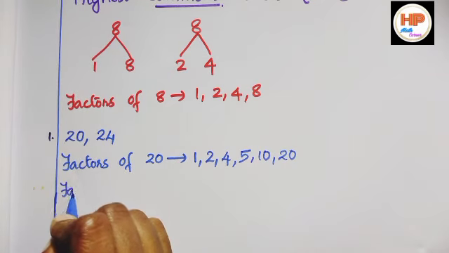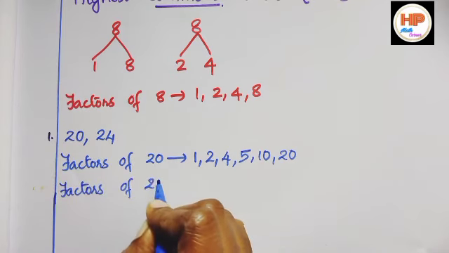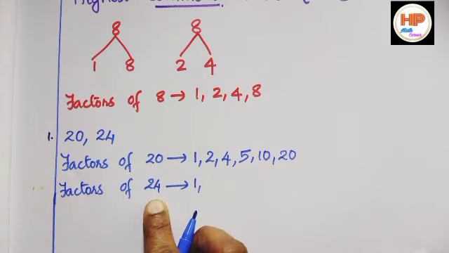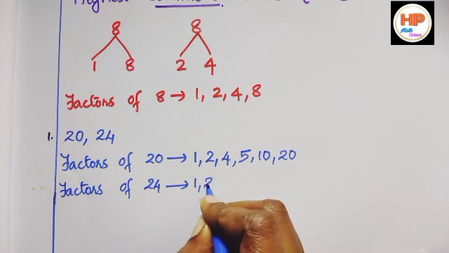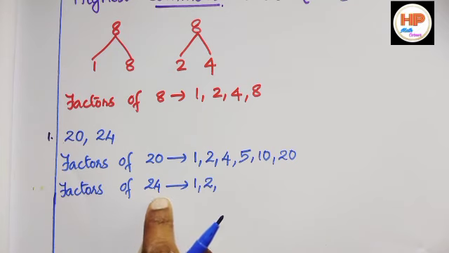Similarly, factors of 24. 1 is a factor of every number. 24 is an even number, so 2 is a factor. Then what about 3? The sum of the digits, that is 2 plus 4, is 6. 6 is a multiple of 3.